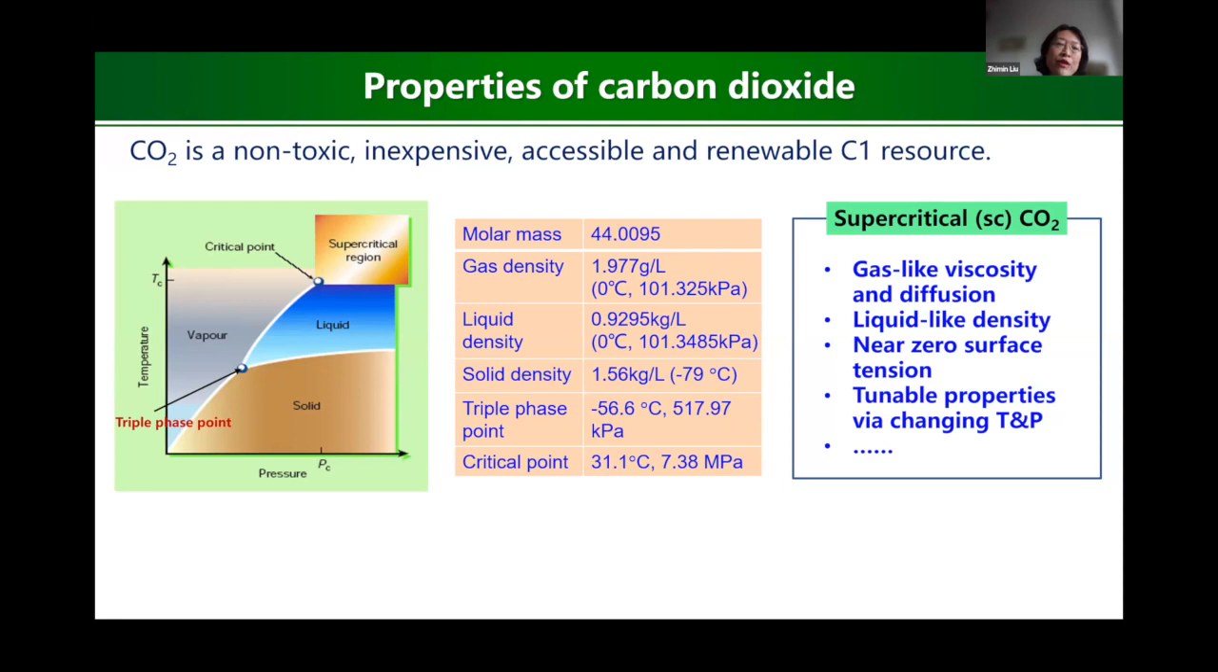At temperature and pressure higher than those of this point, CO2 exists in the supercritical state. Supercritical CO2 has unique properties. It has gas-like viscosity and diffusion, and it has liquid-like density and near-zero surface tension. More importantly, its properties can be tuned by changing temperature and pressure.